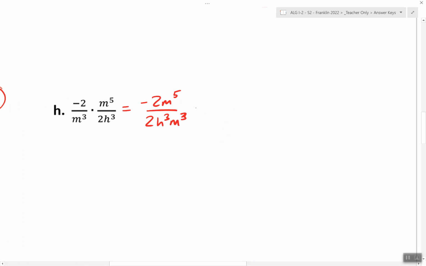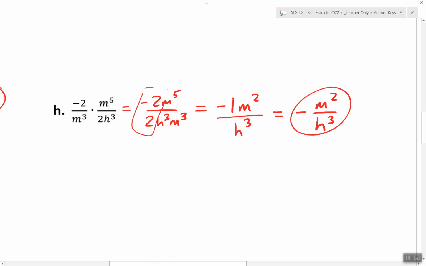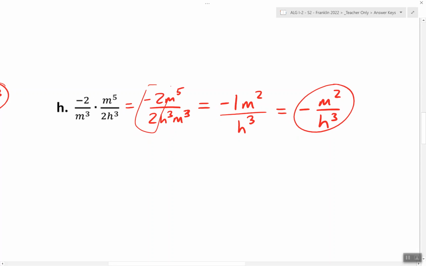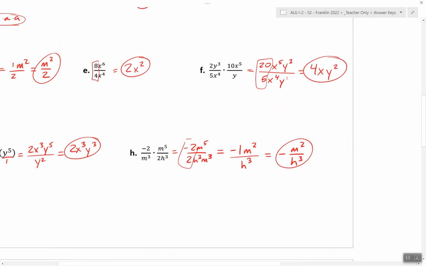But now we can simplify. Negative 2 over 2, do that first. That equals negative 1. And then we have 5 minus 3 for m's. That's 2. Now the h's, there are no h's on the top here. So we just leave those on the bottom. H cubed stays down here. And we can clean that up a little bit. This is just negative m squared over h cubed, like that. That negative sign can go in the front, and we don't need the 1 since we have something in the numerator.